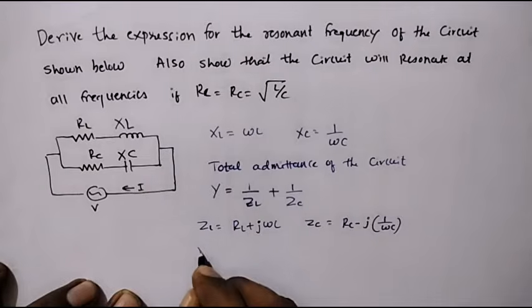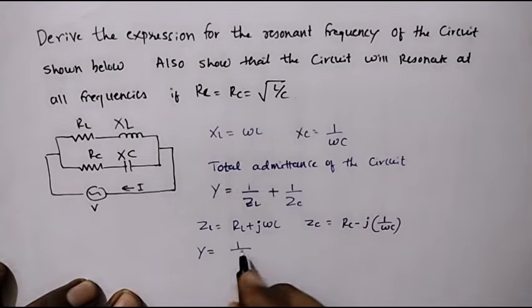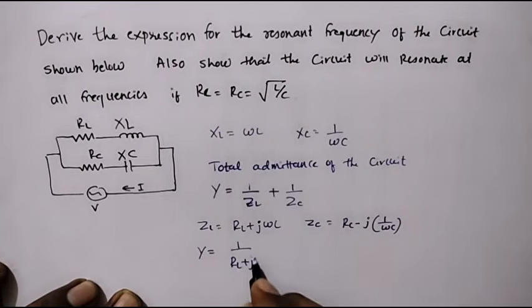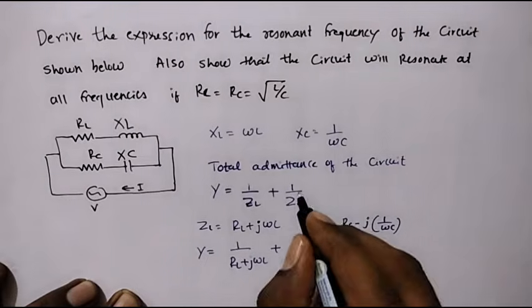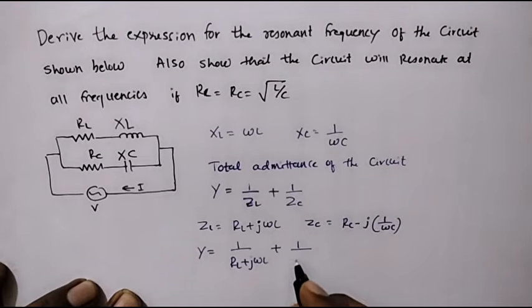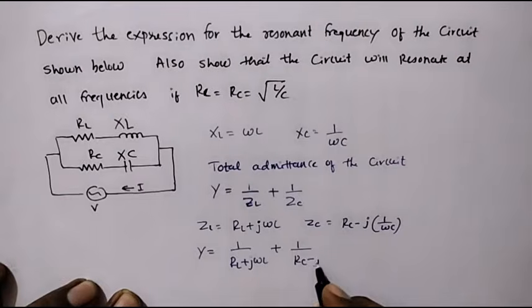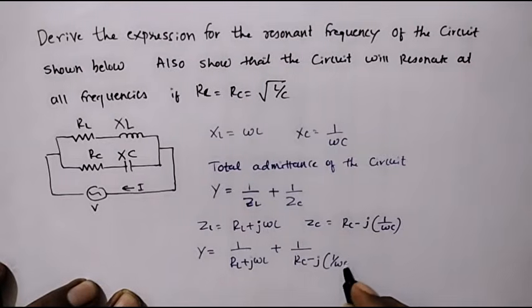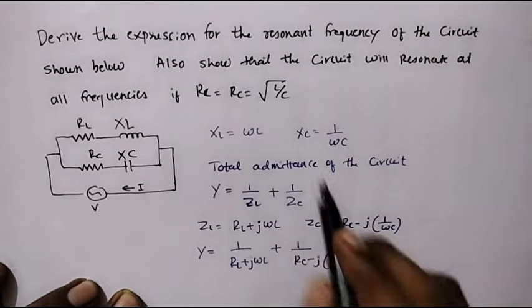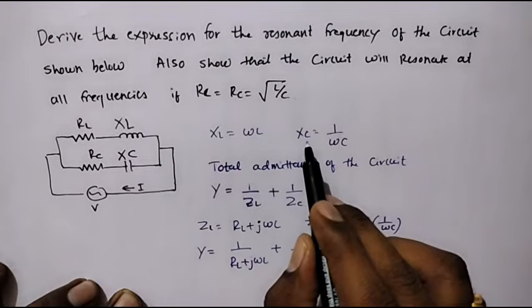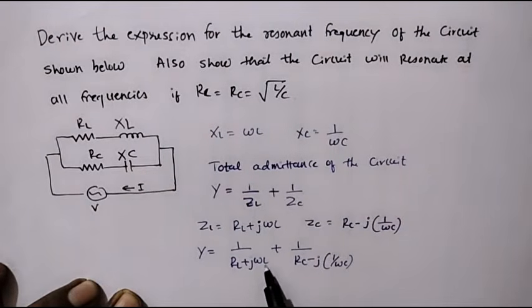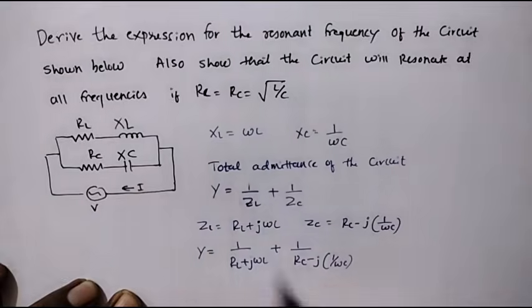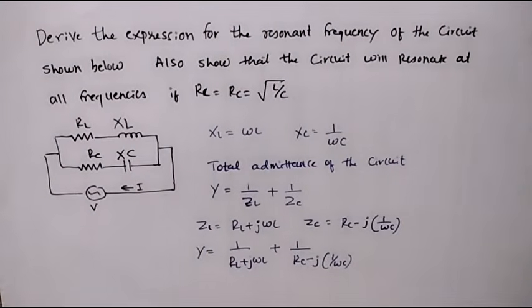Now therefore I can write Y is equal to 1 over RL plus j omega L, plus 1 over ZC, that is 1 over RC minus j 1 over omega C. Here 1 over omega C is nothing but capacitive reactance XC and omega L is nothing but inductive reactance XL. Now we'll simplify this equation.